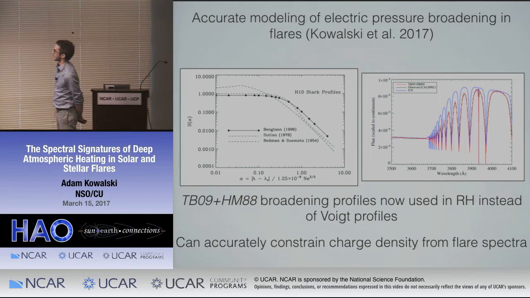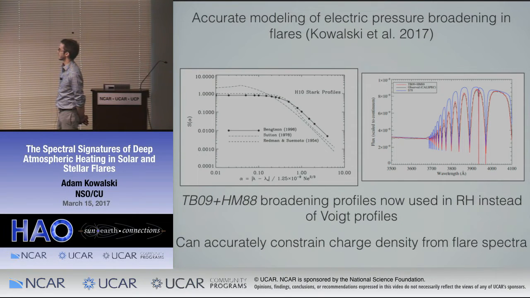They found that depending on how you approximate the electric pressure broadening profile for the hydrogen lines, you can get very different answers for the resultant broadening in your spectrum. The Sutton et al. 1978 is the dashed dotted line, and that's an analytic approximation. The other lines are more accurate, full quantum mechanical calculations. And you can see there's a big difference.